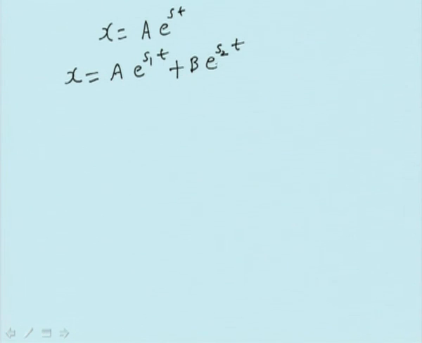Now we assumed that the solution was x is equal to a e to the power st, but it has got two roots. So the solution can be written as a e to the power s1 t, which satisfies, plus b e to the power s2 t, which also satisfies. If you want only one of them, put a or b equal to 0. Here a and b are just constants.